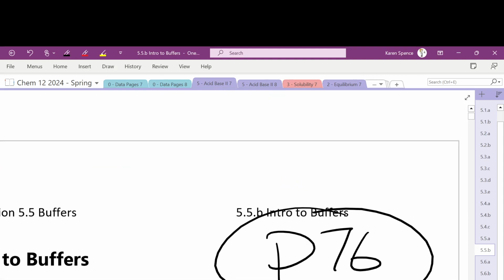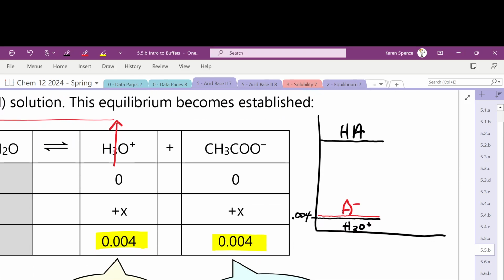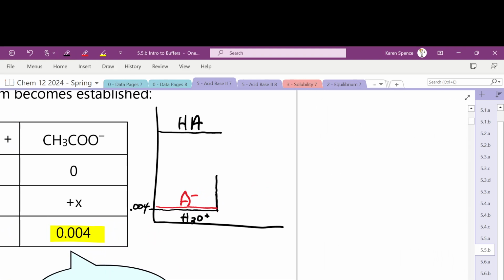Now I add some H3O plus. So it increases quite a bit. Actually, it's 0.1 molar, so it would be like this much. Now, as it shifts to the left, what species get used up? Both H3O plus and A minus. Here goes our A minus.